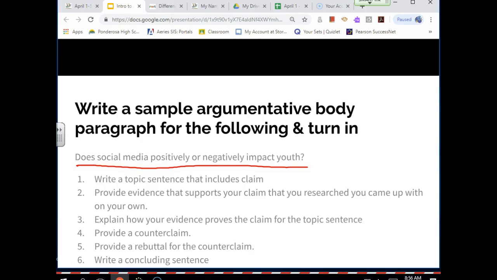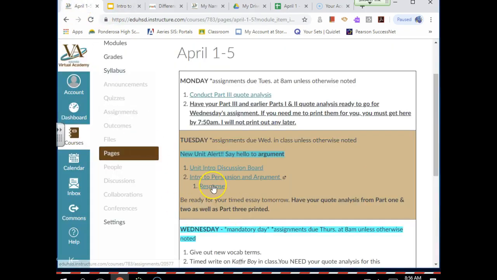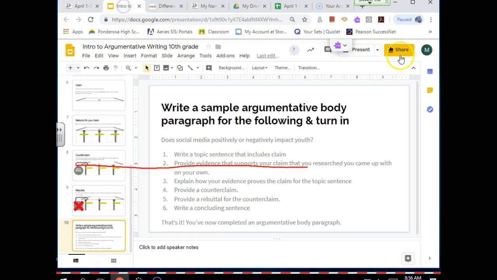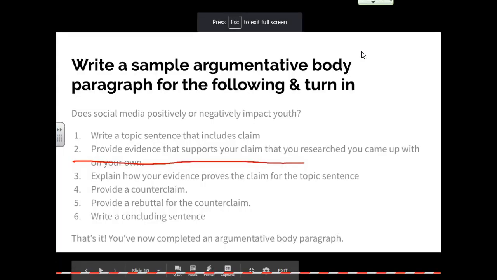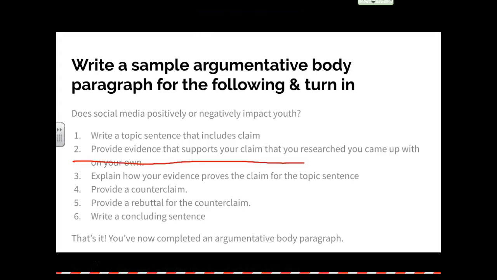If you go back to your modules, there's a response right here. That's where you're submitting your sample body paragraph. You can do text entry or Google Doc, I don't care. Do we know what to do? Head nod, head shake. That's to be a body paragraph. Just hit all those elements. Just prove to me that you can do that. I'm here if you need help, so go ahead and just raise your hand and I'll come and help you.